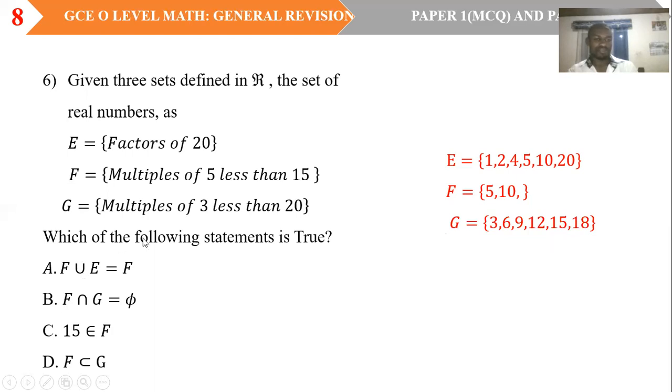Now, which of the following statements is true? Looking at the statements, A says F union E is equal to F, but we see that F union E is rather E, not F. So that statement is false. F intersection G is an empty set. There is no element in F which is also an element of G. Therefore, B is the correct answer.